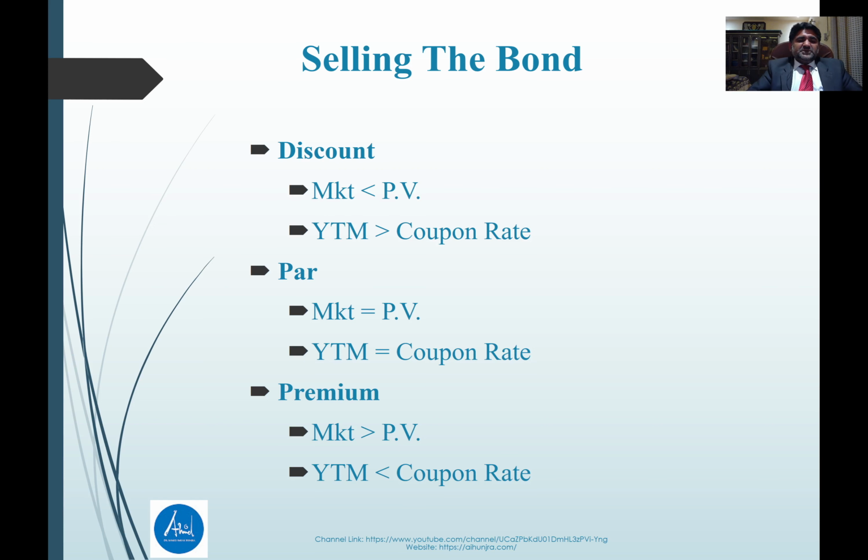Par means the bond is traded in the market at par value. What does it mean? Yield to maturity is equal to the coupon rate, and the market price is equal to the present value. Discount means the market price is less than the present value, so yield to maturity is greater than the coupon rate. If it's traded in the market at a premium, it means the market price is greater than the present value, so the yield to maturity will be less than the coupon rate. So these are the terms we normally use in the market.